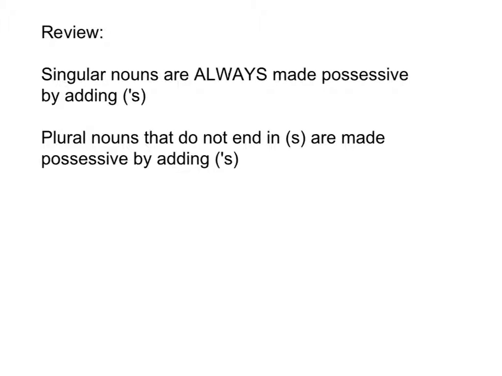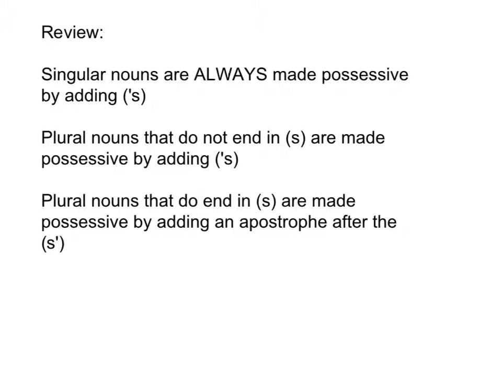Second rule, and this is the rule with plural nouns, is that plural nouns that do not end in S are made possessive by adding apostrophe S. In our example of children, meaning more than one, so that's a plural noun, is made possessive by just adding apostrophe S. Plural nouns that do end in S are made possessive by adding an apostrophe after the S. And most plural nouns will end in an S. There are very few plural nouns that do not end in an S.